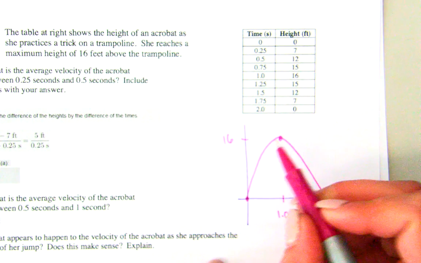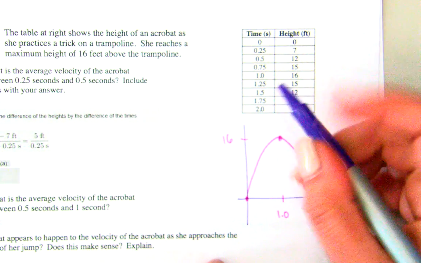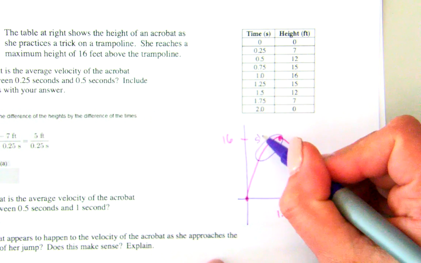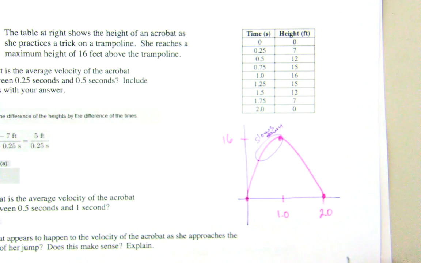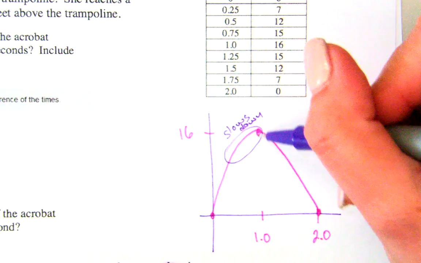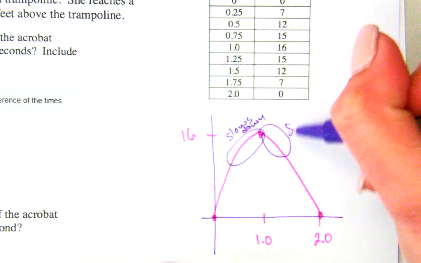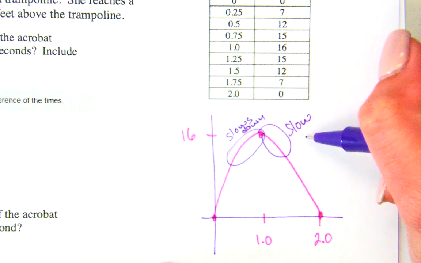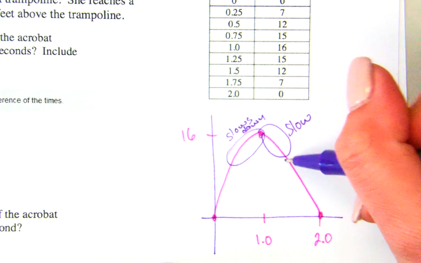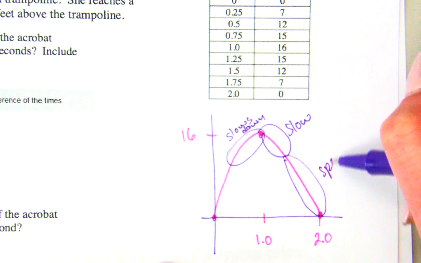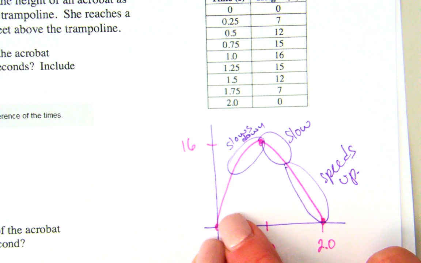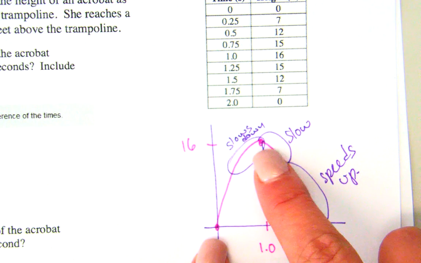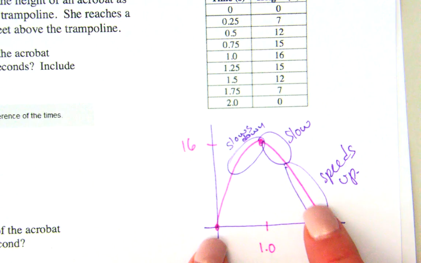She should be slowing down somewhere up here as she's coming closer to the top, and then she reaches the top of her jump. She's still slow, but she's actually going in a negative direction here. And then as she gets closer, she speeds up. All right, does this make sense? Well, it should, because you're going really fast high up, and then you max out at 16, and then you're speeding up back down again.